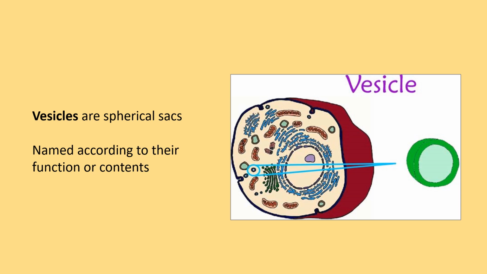Vesicles. There are many different types of vesicles inside of our cells, and a vesicle is just a spherical sac. It's a storage container where the walls of the container are made out of cell membrane, a double layer of phospholipid. And vesicles are named according to their contents. What's inside that vesicle? And whatever is inside that vesicle determines the function of that vesicle.